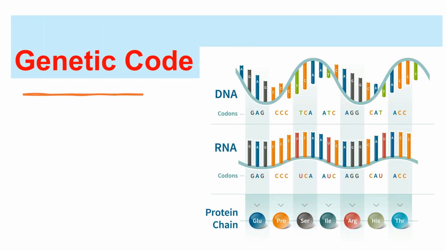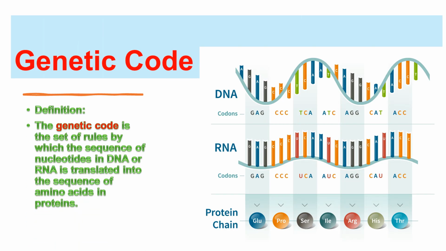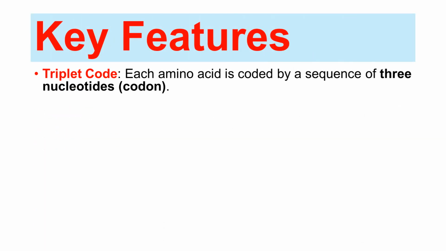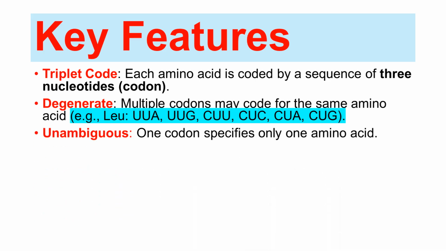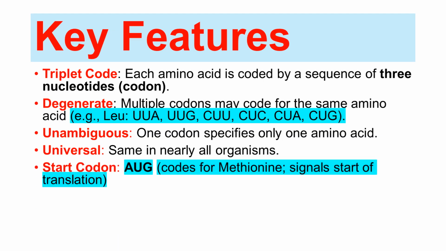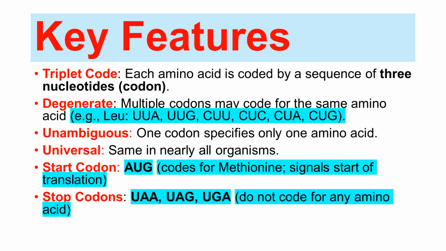3. Genetic code. Definition. The genetic code is the set of rules by which the sequence of nucleotides in DNA or RNA is translated into the sequence of amino acids in proteins. Key features. Triplet code: each amino acid is coded by a sequence of 3 nucleotides, a codon. Degenerate: multiple codons may code for the same amino acid, e.g., UUA, UUG, CUU, CUC, CUA, CUG. Unambiguous: one codon specifies only one amino acid. Universal: same in nearly all organisms. Start codon: AUG codes for methionine, signals start of translation. Stop codons: UAA, UAG, UGA, do not code for any amino acid.